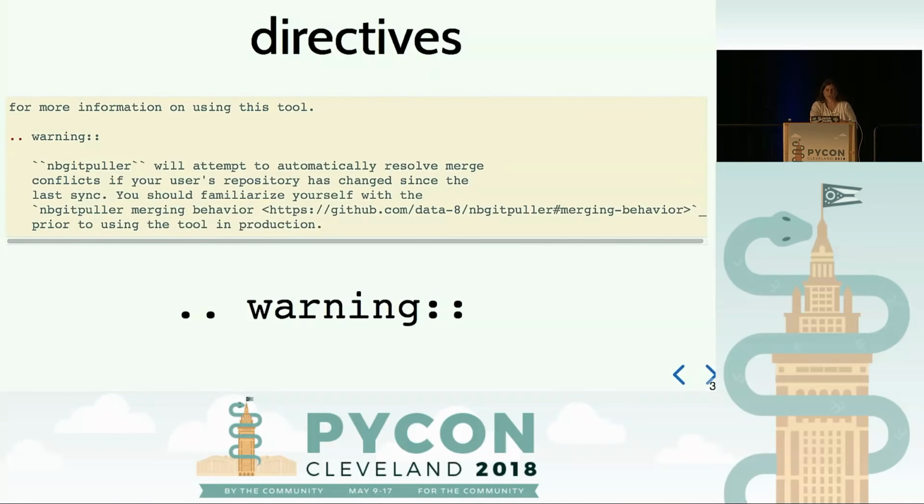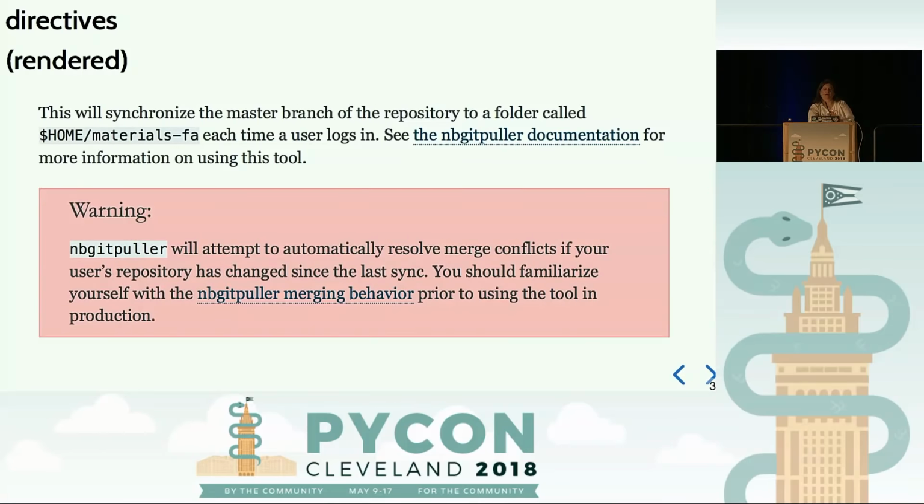Another directive that is very useful, there's a set of things like warnings, tips, see also, important. Again, two periods, the name, two colons, and then you basically skip a space, and then you can write whatever content on it. So in this case, you'd get a warning block like that. And it's pretty straightforward.